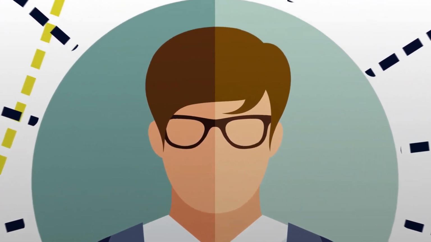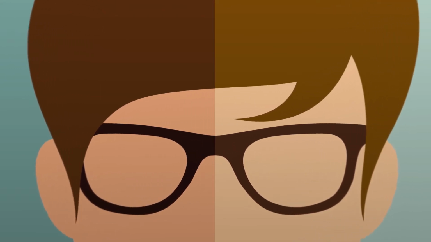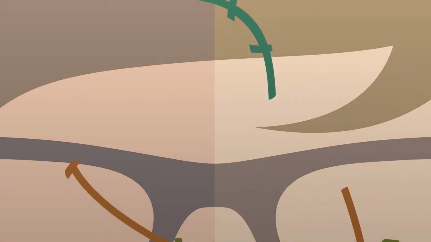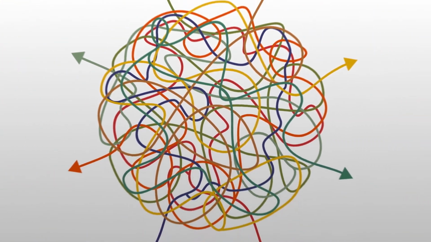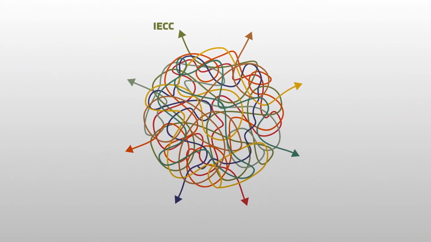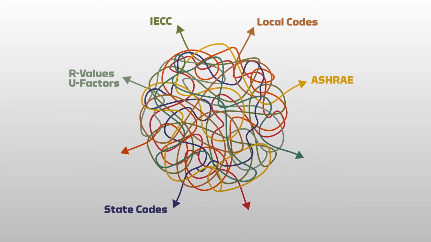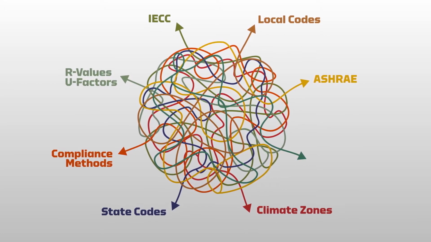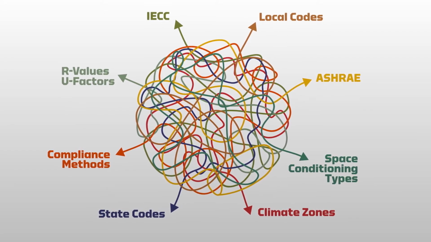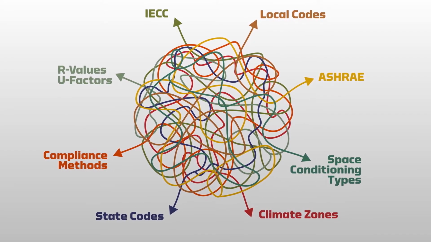There are a number of important factors that you need to be aware of when it comes to energy codes. It's a complex web of rules and regulations that require close attention to detail. You'll need to be familiar with IECC, ASHRAE, R values, and U factors, local codes, state codes, climate zones, compliance methods, and space conditioning types, which are all factors in making your building energy compliant.